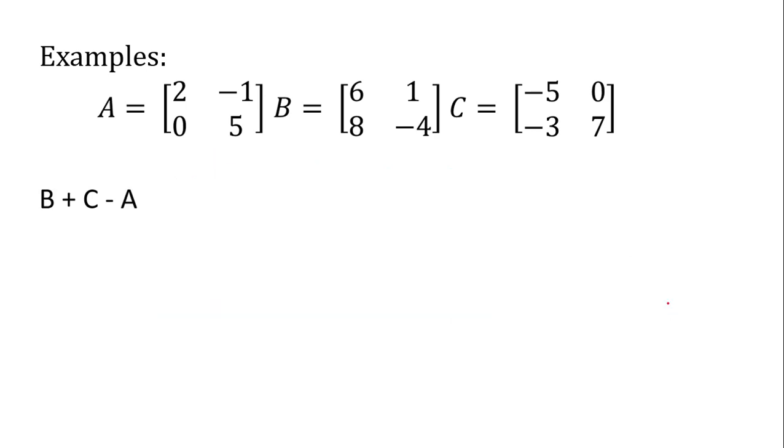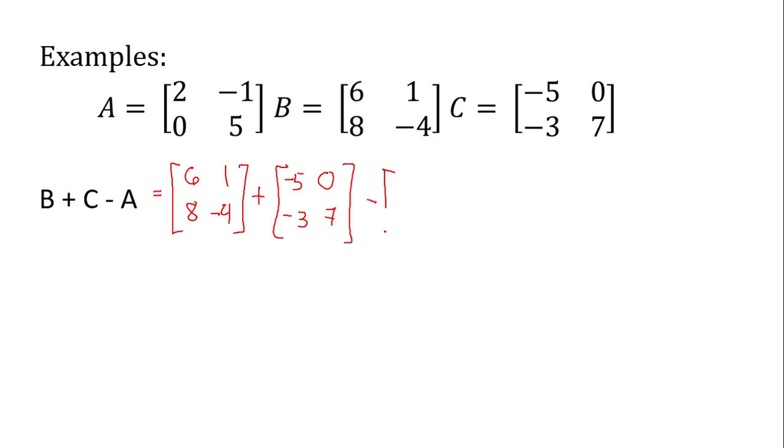Another one. We have B plus C minus A. Let's write our matrices first. B first: 6, 1, 8, and negative 4. We add C, which is negative 5, 0, negative 3, and 7. Then minus A, and our A is 2, negative 1, 0, and 5. So let's do again what we did earlier.